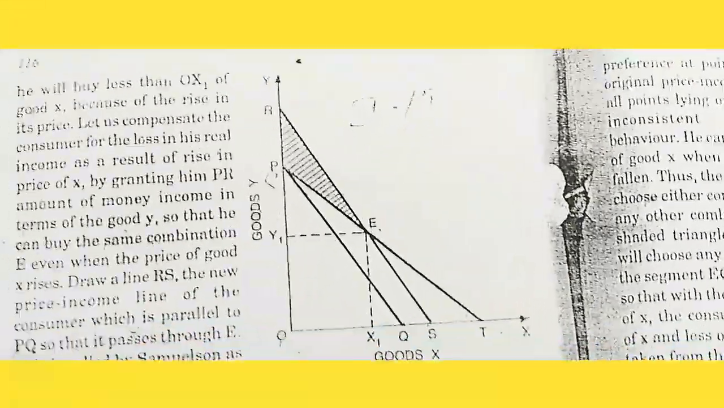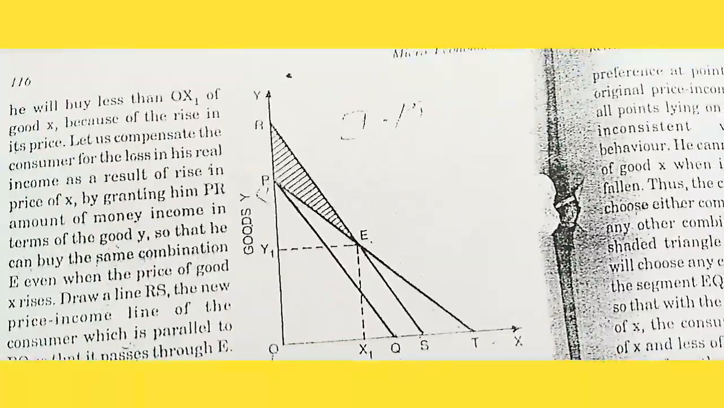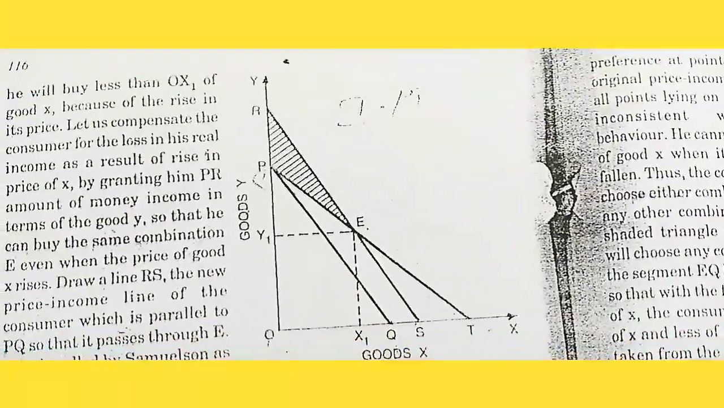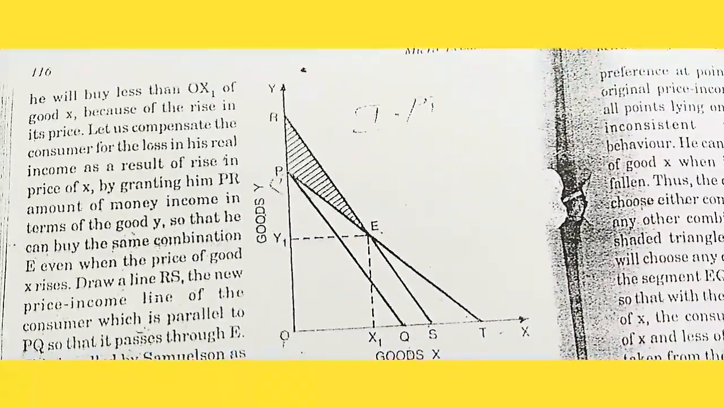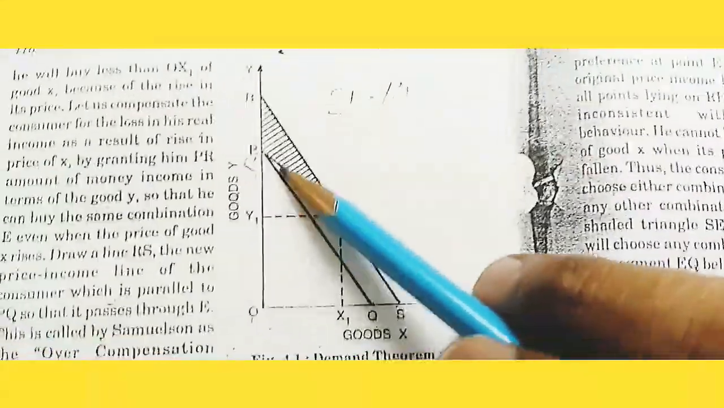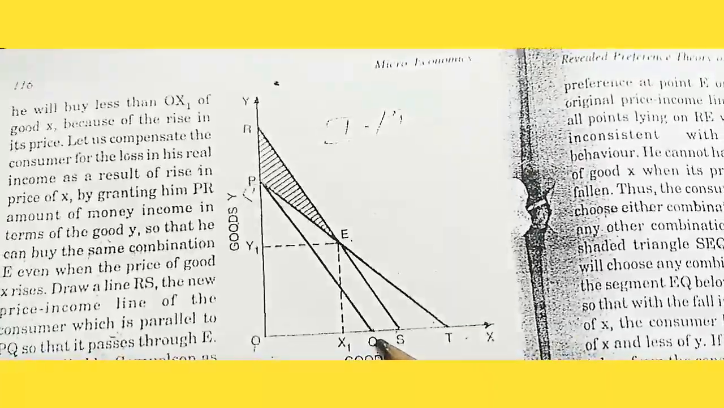Suppose the price of good X rises while the price of Y remains the same. With the rise in the price of X, the new price line will shift to PQ. This is the new price line.